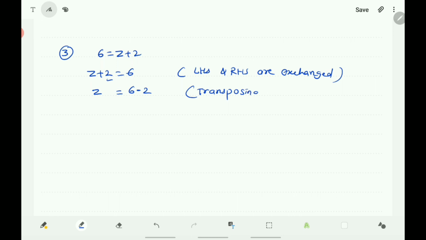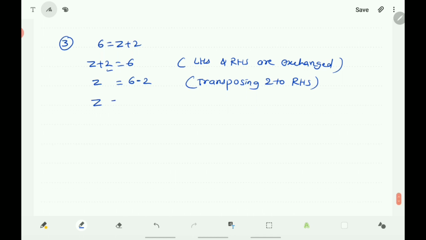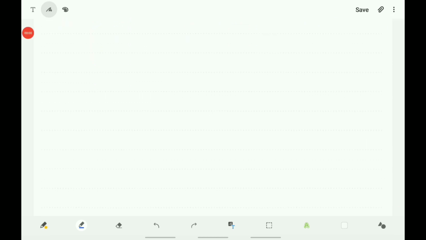Transposing 2 to RHS, that becomes z is equals to 6 minus 2, that is 4. Next, the fourth one.